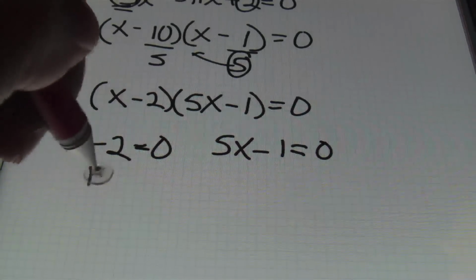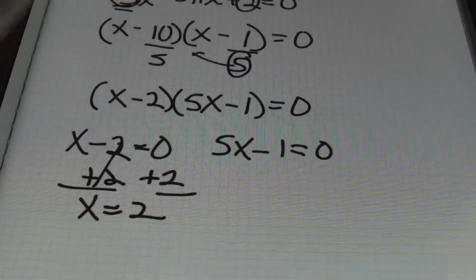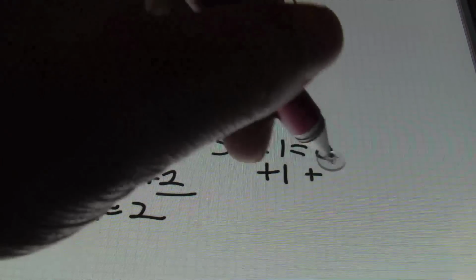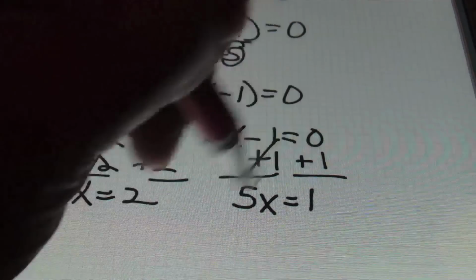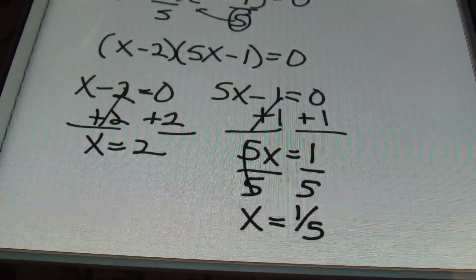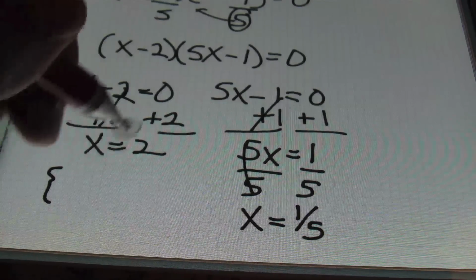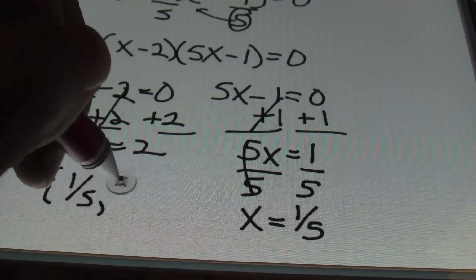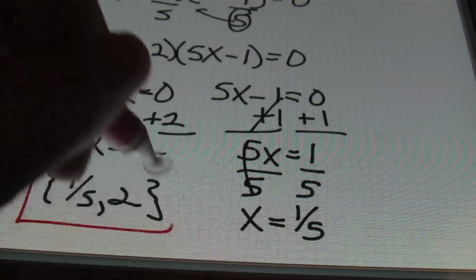I'll be adding 2 to both sides of the first equation, and I'll be adding 1 to the second equation. That gives me 5x equals 1. Then I'll divide both sides of the equation by 5, so I'll end up with x equals 1/5. As a solution set, I'll end up with 1/5 and 2 as my solutions.